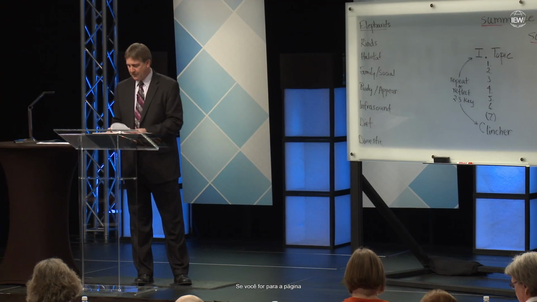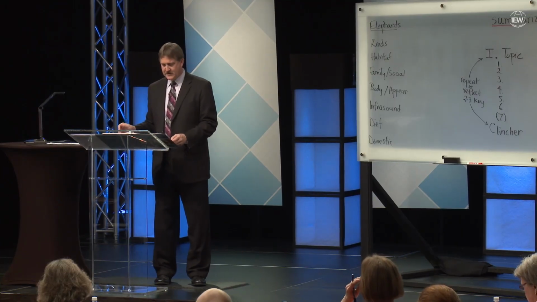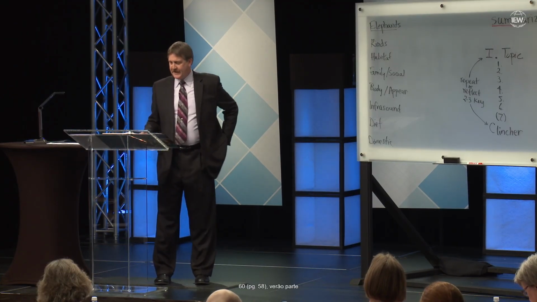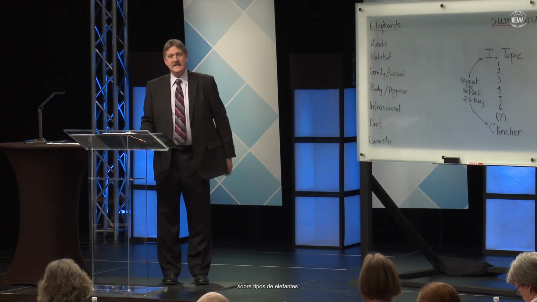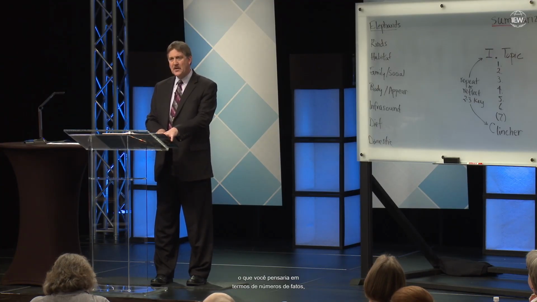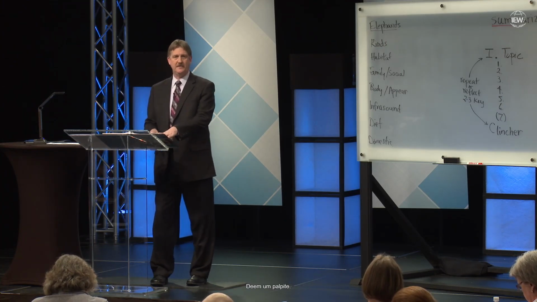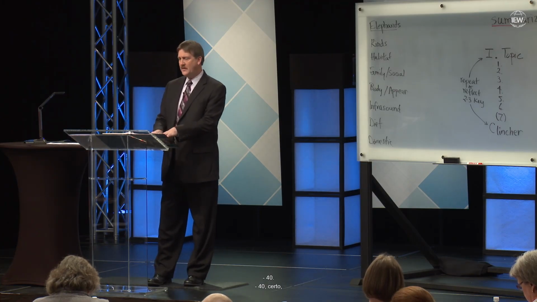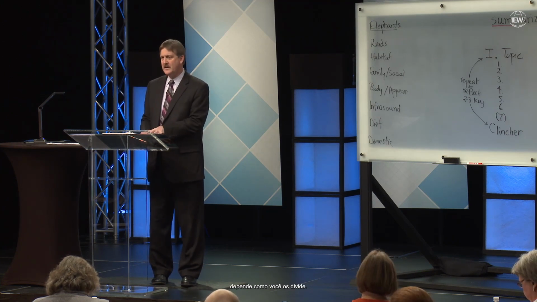So if you turn to page 60, you will see the excerpt from the 2014 World Book Encyclopedia on kinds of elephants. Now, just looking at that page, just scanning it, what would you think in terms of number of facts, discrete bits of information? How many do you think are there? Just ballpark it. 40? Yeah, probably about right. I think I counted it once, and there's somewhere 35 to 40, depending on how you divide them up.